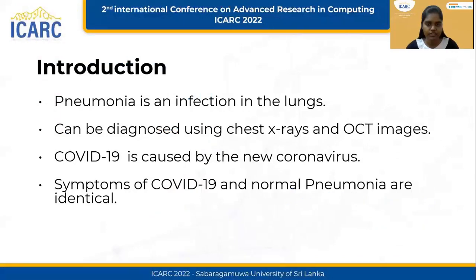I will start off with a brief introduction about the domain of our research. Lung diseases are a major cause of death around the world. Among these diseases, pneumonia, which falls under the acute respiratory disease category, takes a dominant place. The most popular methods of diagnosing pneumonia are chest X-rays and OCT images. COVID-19, which was found recently, can also lead to pneumonia conditions much more severe than normal pneumonia. And also, they both can have somewhat identical symptoms.